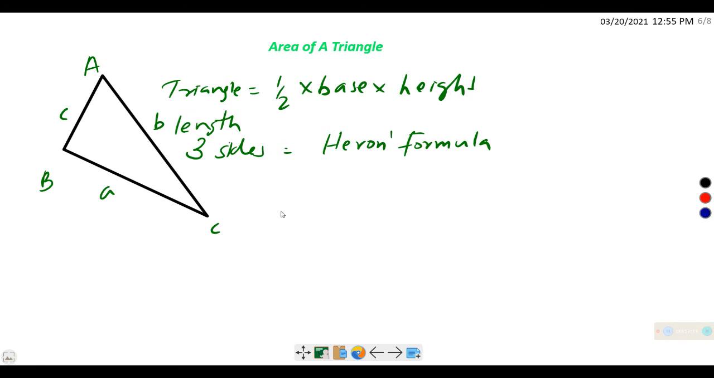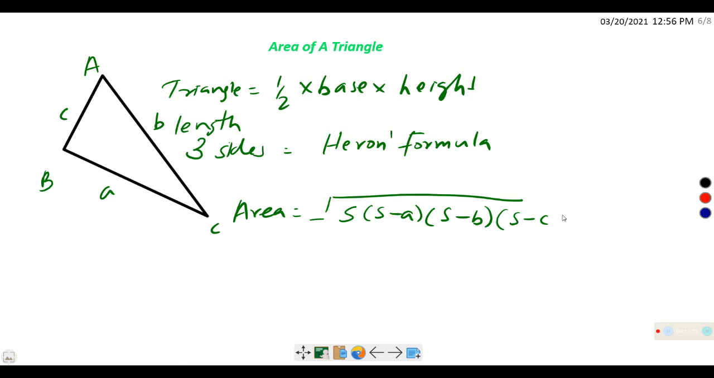The formula for calculating the area in such a case, where you are not having any idea about the height of the triangle, is root of s into s minus a into s minus b into s minus c. So you will be wondering, a, b, c are the sides of this triangle. What is s? s is nothing but semi-perimeter.